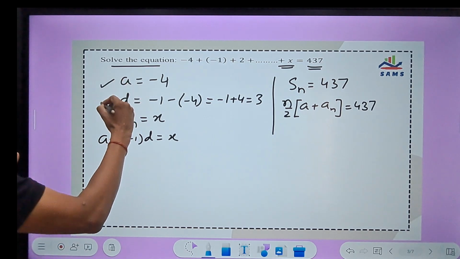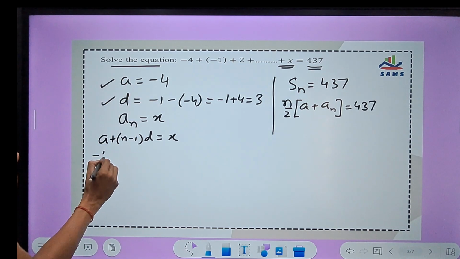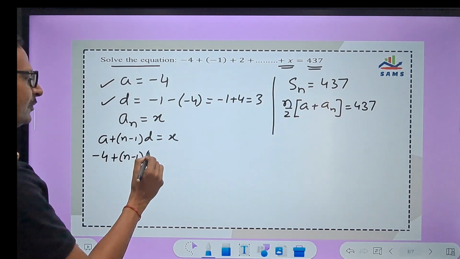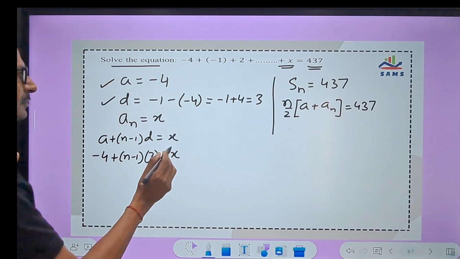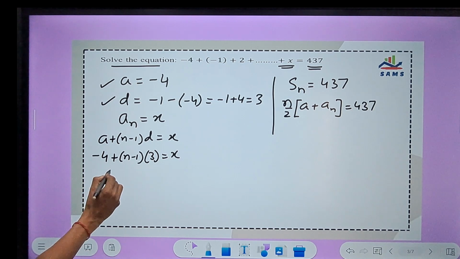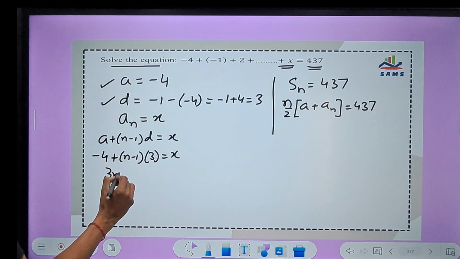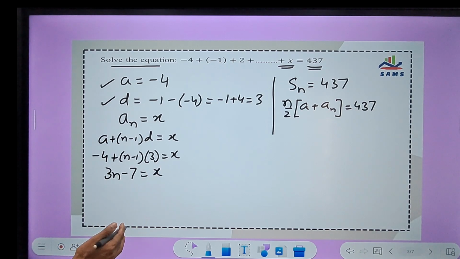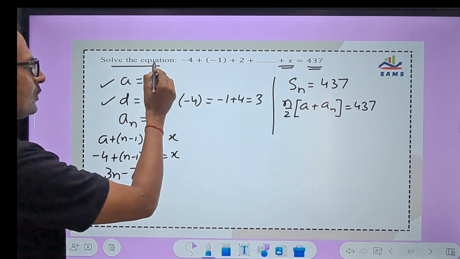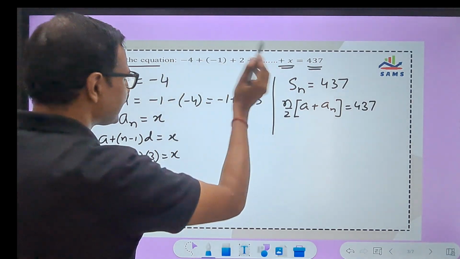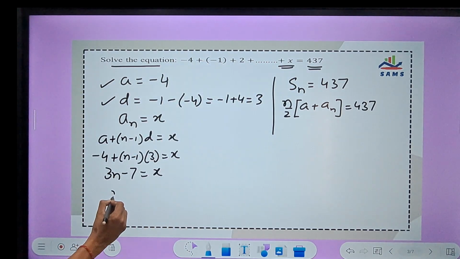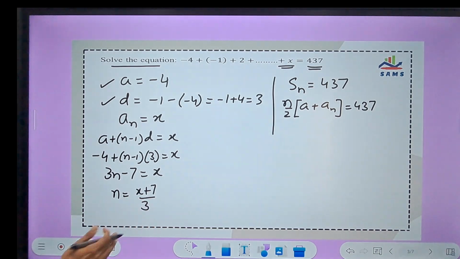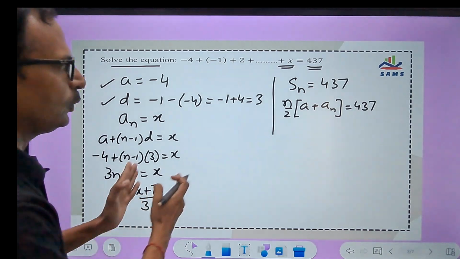So let's put the values of a and d. a is -4 plus (n minus 1) into d, which is 3, equal to x, and that gives me 3n minus 4 minus 3, which is 3n minus 7, as x. Because see, I have to solve the equation, that means I have to get the value of x. So the value of n can be picked up from here, which is (x plus 7) upon 3.